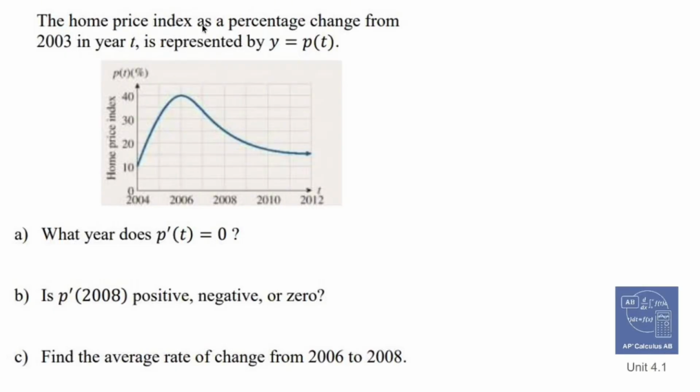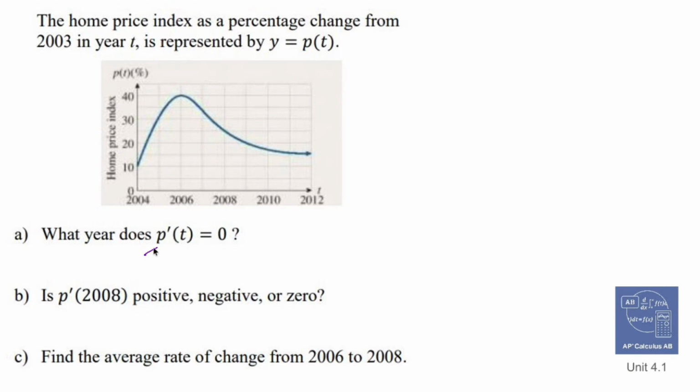The home price index as a percentage change from the year 2003 in year t is represented by y equals p of t. So we're given y equals p of t, a function where the home price index goes up, peaks, then goes down and levels out. What year does p prime of t equal 0?